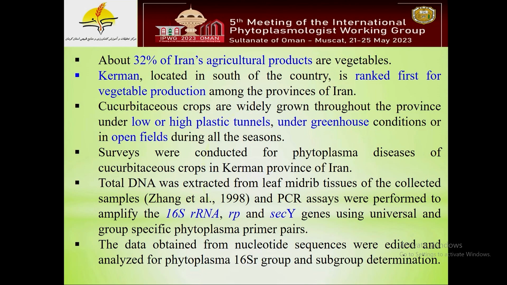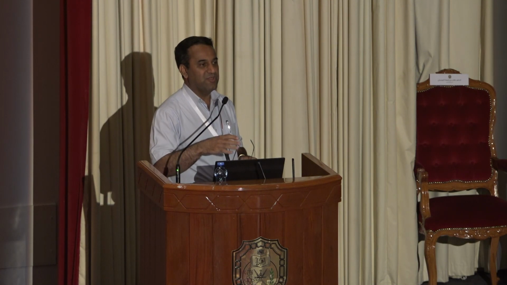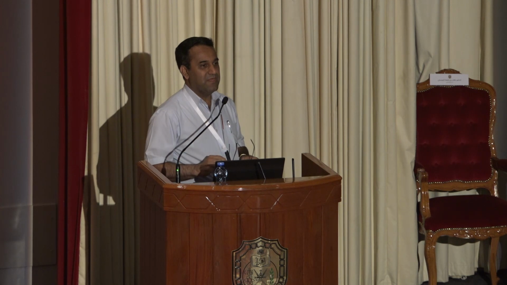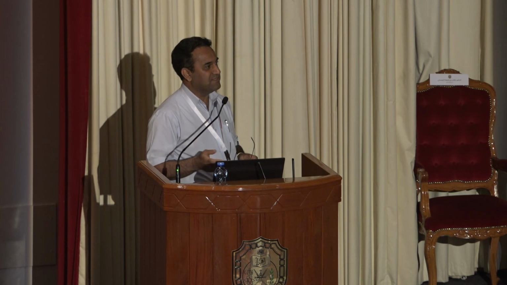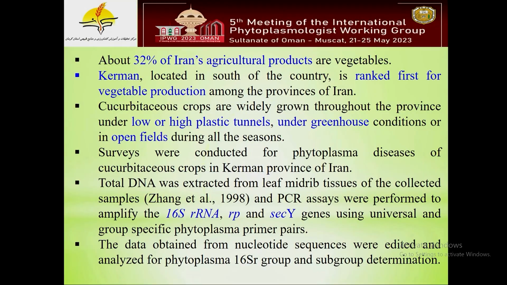We are using three systems for vegetable cultivation in Iran. The first is the open fields, and we are using low and high plastic tunnels, as well as greenhouses. So during the year, you can find different types of vegetables in our country, also in my province.